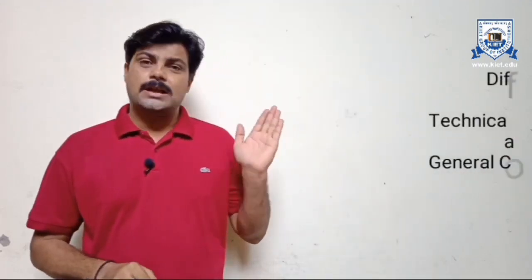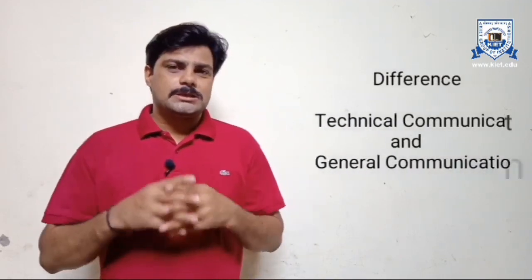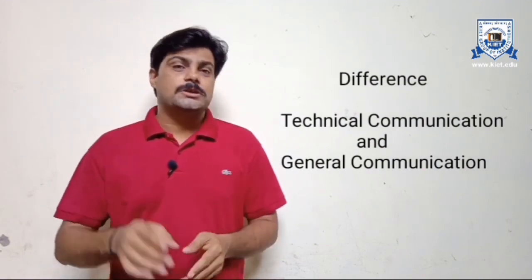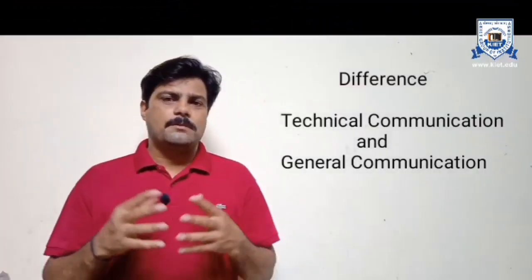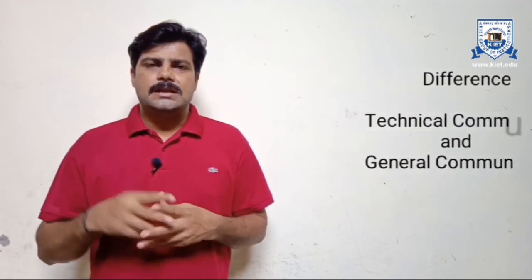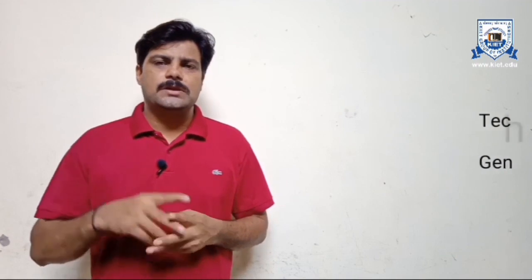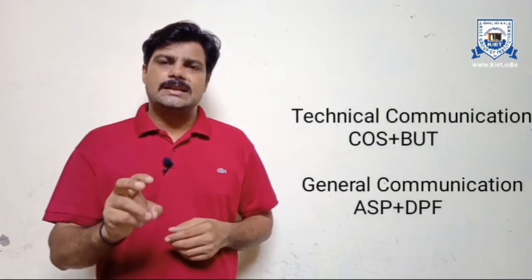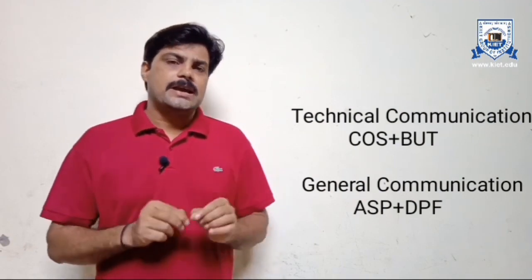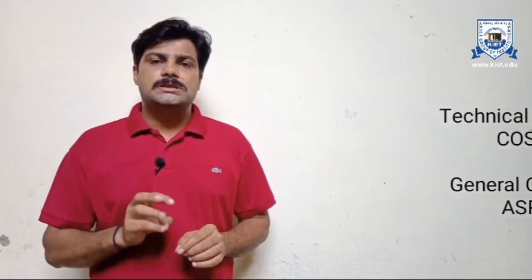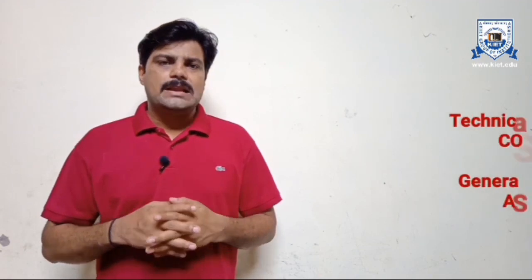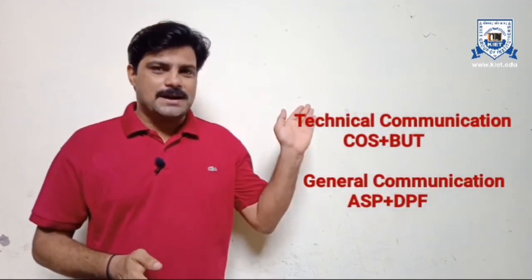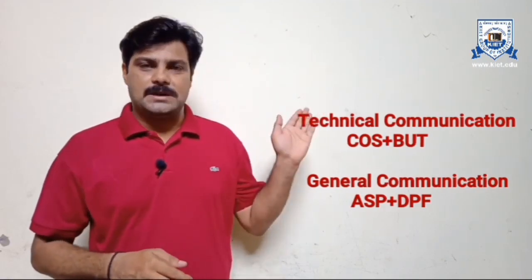Now let's talk about the difference between technical communication and general communication. If technical communication is important for technical purpose, then general communication is equally important for general purpose. General communication plays a vital role in our social life. It has six main features like technical communication, which can be abbreviated by a simple formula. Whereas technical communication is characterized by clarity, objectivity, simplicity, brevity, utility, and technical presentation, general communication is characterized by ambiguity, subjectivity, pomposity, diffuseness, pleasurability, and free form. While technical communication can be abbreviated by COS plus BAT, general communication can be abbreviated by ASP plus DPF.